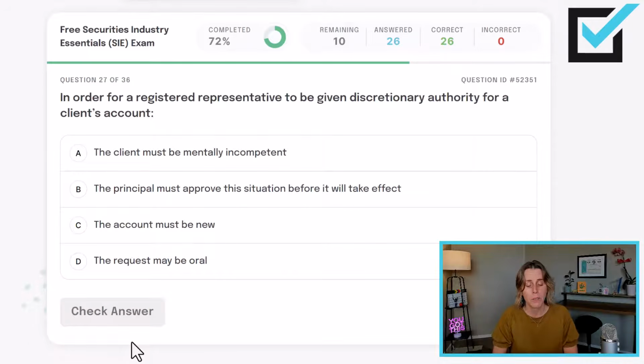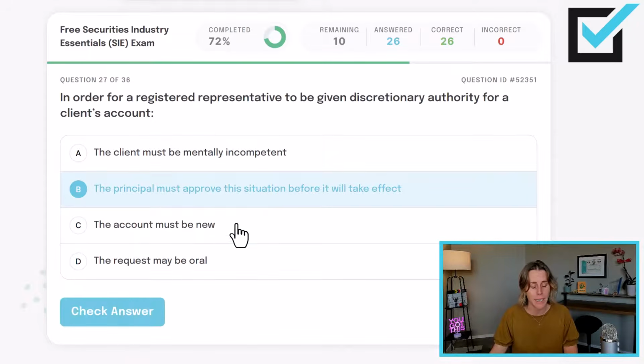In order for a registered representative to be given discretionary authority for a client's account, the client must be mentally incompetent? No. The principal must approve this situation before it will take effect. The account must be new, or the request may be oral. In order for a registered representative to be given discretionary authority, it must be in writing, and the principal must approve the situation before it will take effect.